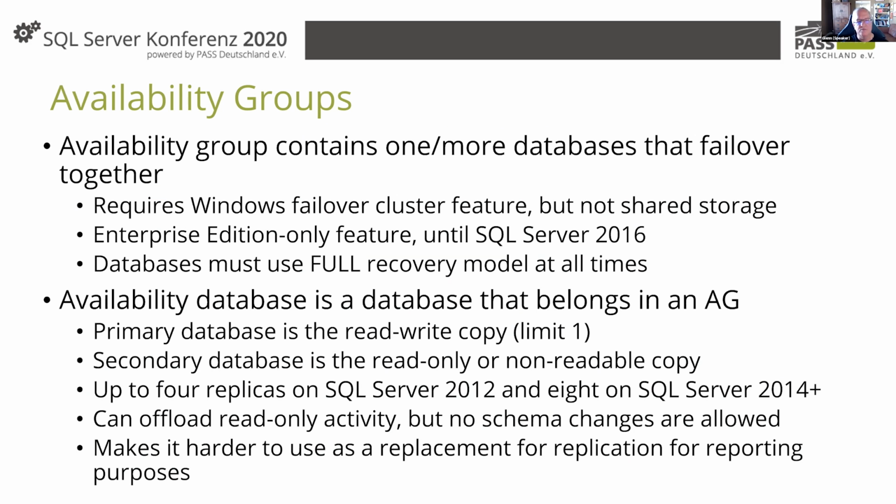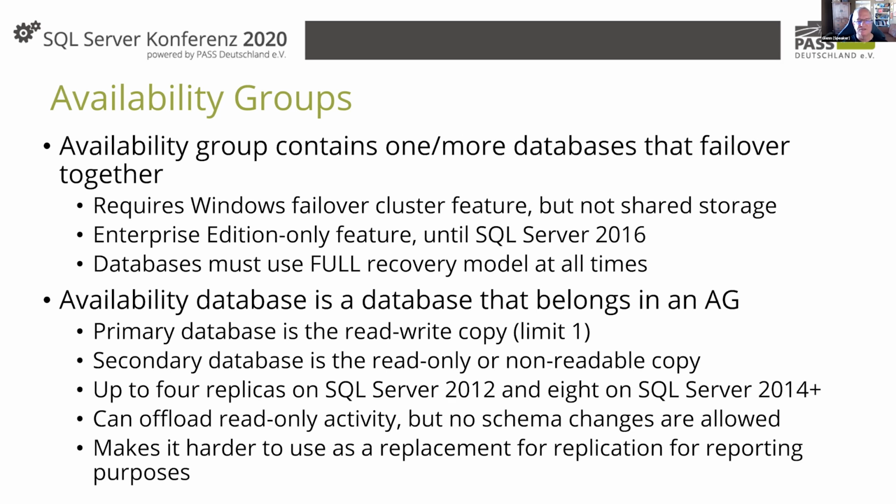And what an availability group does is it lets you have one or more databases that need to fail over together. So you've got an application that uses 2 or 3 databases, and they're all necessary for the application. And you want to make sure they fail over together. And that's what an availability group lets you do.